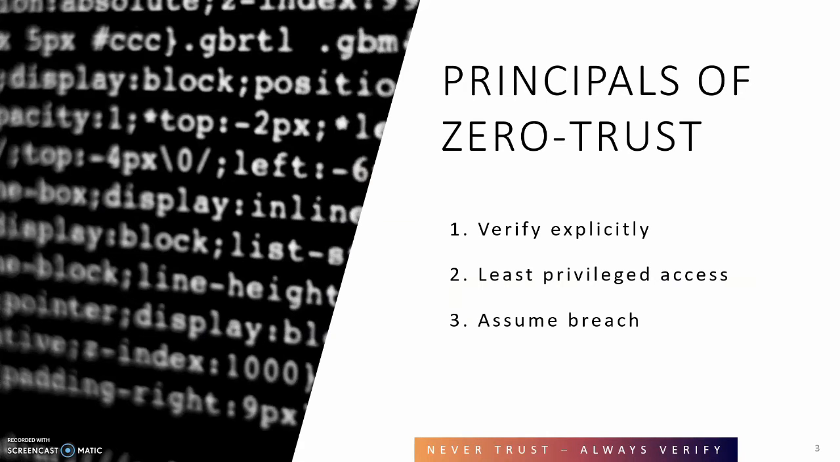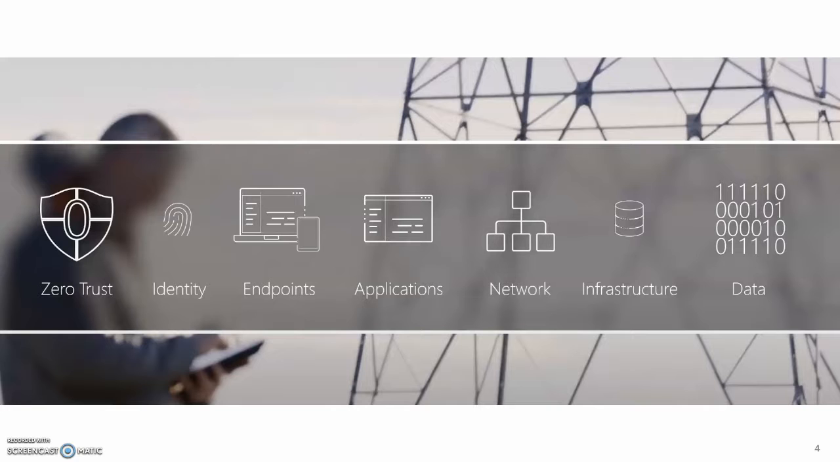The three principles of Zero Trust are verify explicitly, least privileged access, and assume breach. Zero Trust provides a comprehensive control plane across multiple layers of defense. For identity, verify only people, devices, and processes that have been granted access to resources can access them. For endpoints, devices, and IoT devices, the security compliance of the hardware accessing your data is assessed.